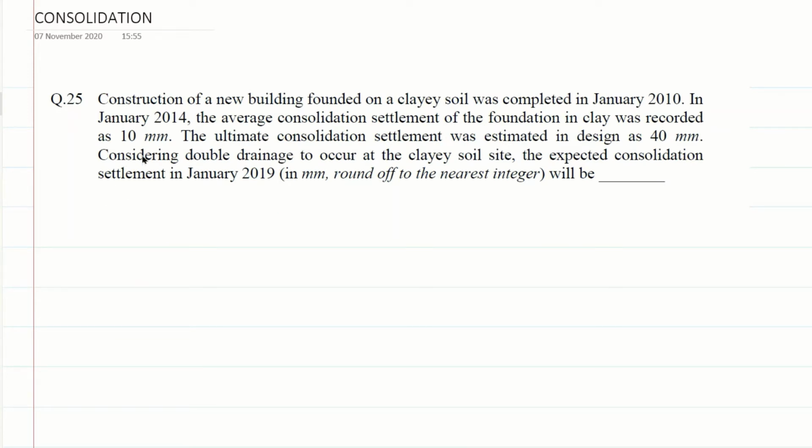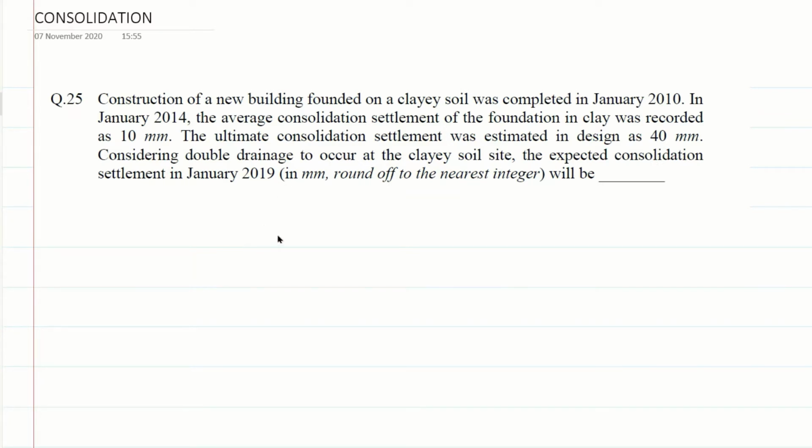So next is the problem based on consolidation settlement. Construction of a new building founded on a clayey soil was completed in January 2010. In January 2014, the average consolidation settlement of the foundation in clay was recorded as 10 mm. The ultimate consolidation settlement was estimated in design as 40 mm. Considering double drainage to occur at the clayey soil site, the expected consolidation settlement in January 2019 is how much, they were asking.